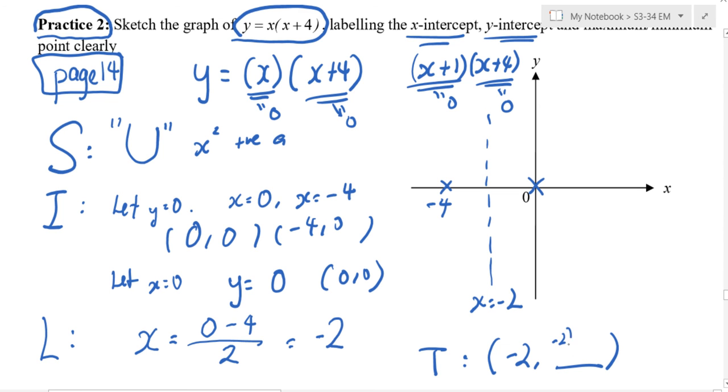Sub in. Negative 2 bracket, negative 2 plus 4 equals. Do you know how I get this? I get it from the top. Can you see or not? But what happened to x? I replace it with negative 2. Why is it 0 minus 4? Because I say x1 plus x2. x1 is 0, x2 is negative 4. x1 plus x2.